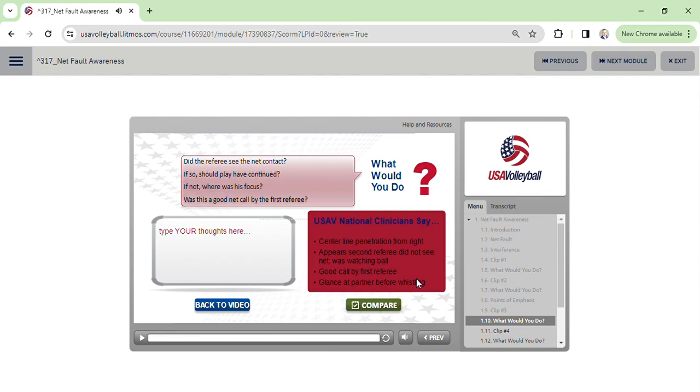The clinicians agree this is a good call by the first referee, since the net contact did occur during action of playing the ball. As a quick note, when you are the first referee and see this fault occur, it is always good practice to glance at your partner before whistling the fault. Make sure you take that quick moment to allow your partner to do his job.